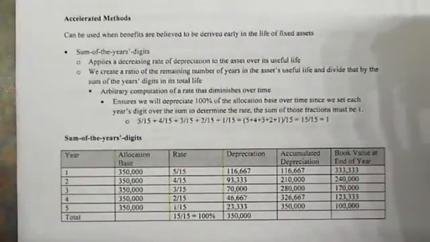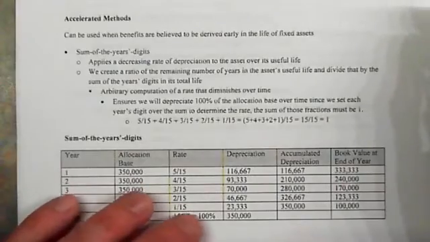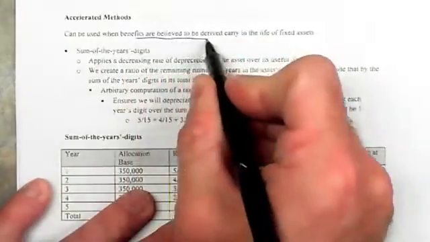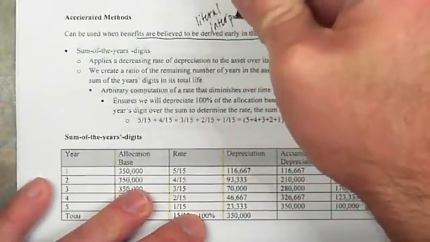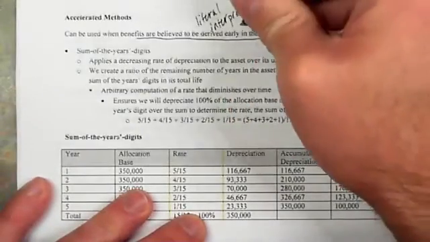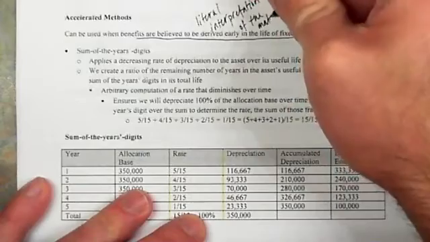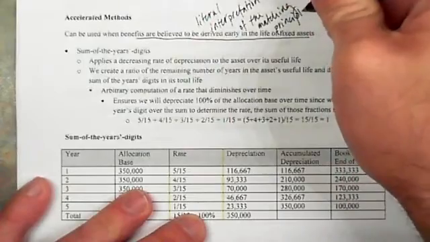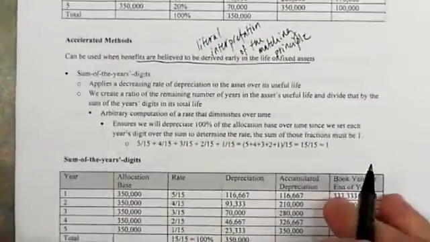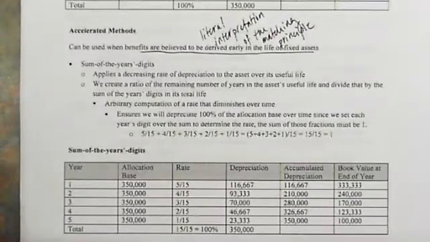An accelerated method can be used when benefits are believed to be derived early in the asset's life. So again, this is just a literal interpretation of the matching principle. It doesn't need to be the case that you do this. You can apply accelerated method to whatever you want, even if you're going to generate 90% of the revenues in the first 2 years and 10% for the next 20. Okay. You can use straight line.